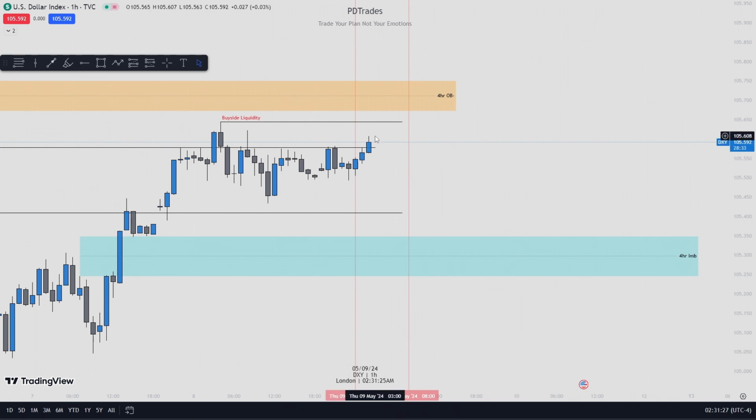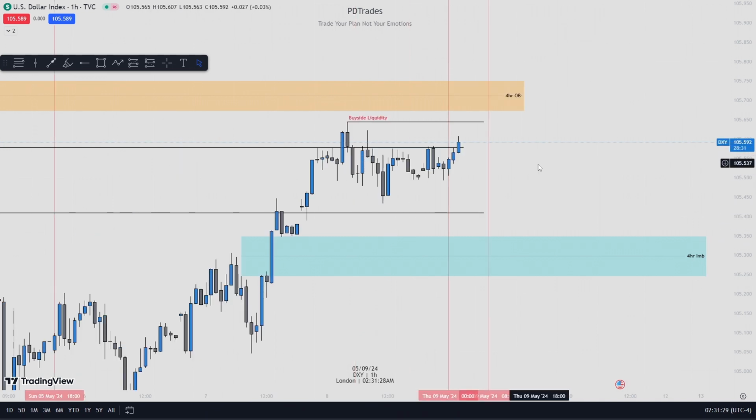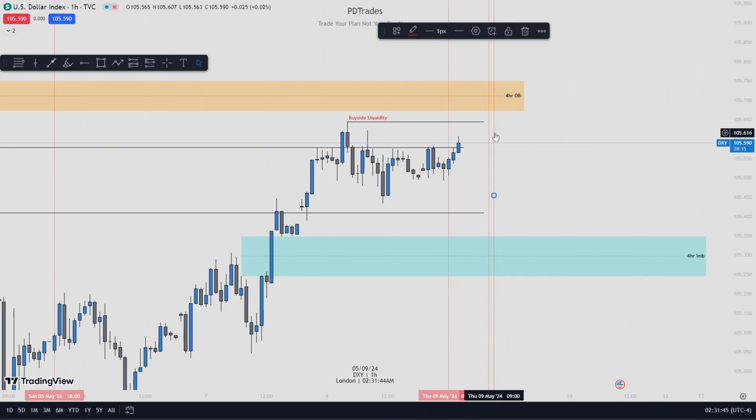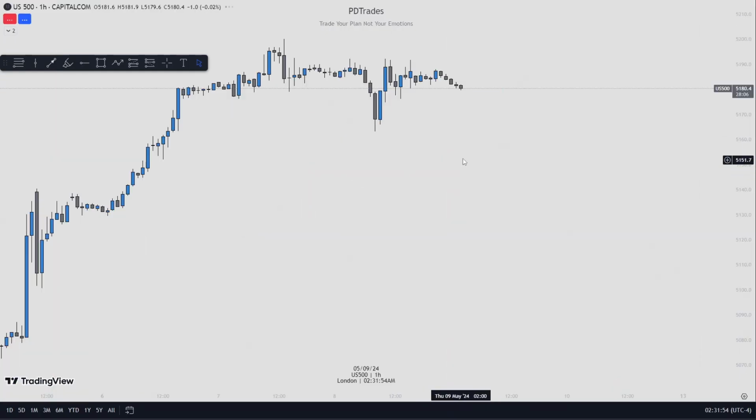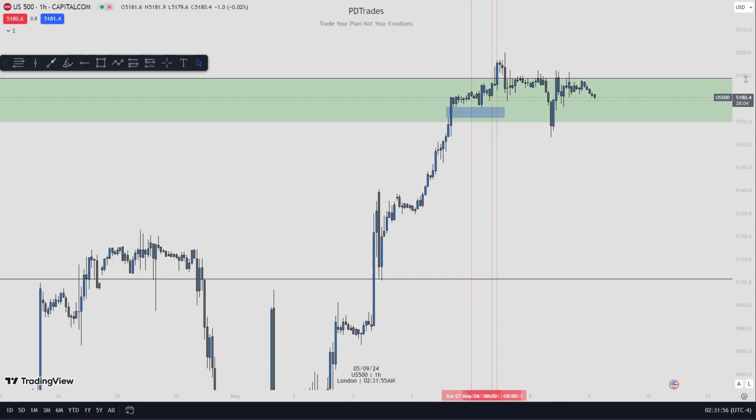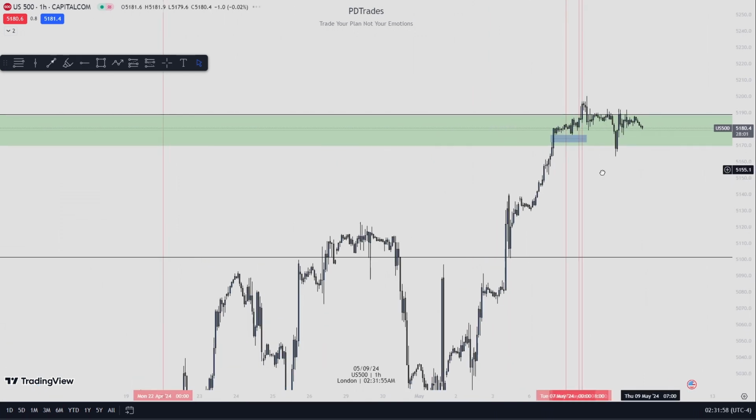So I'll be very happy if they really want to sell, make that retracement. I would want to see this being taken out before the 8:30 news. I don't know if you understand me. So we're going to go and check US 500, S&P. Now you see they're also showing that they want to start selling.